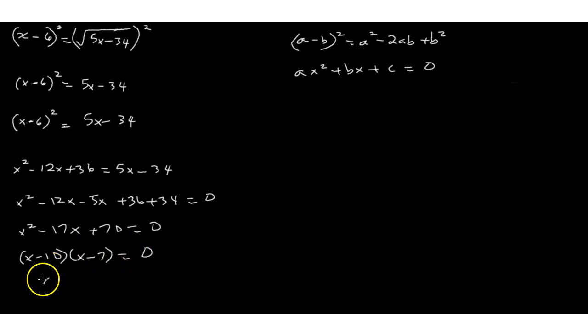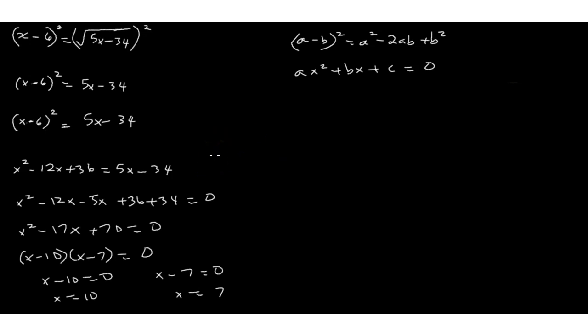And so you're going to have x minus 10 equal to 0. So x equal to 10, x minus 7 equal to 0. Then, so you have x equal to 7. So now we have two different values. We have x equal to 10 and x equal to 7.